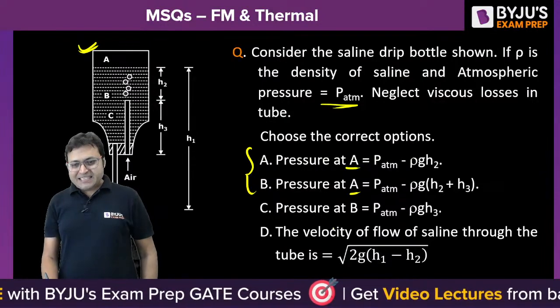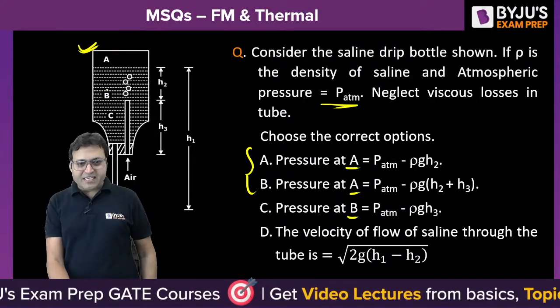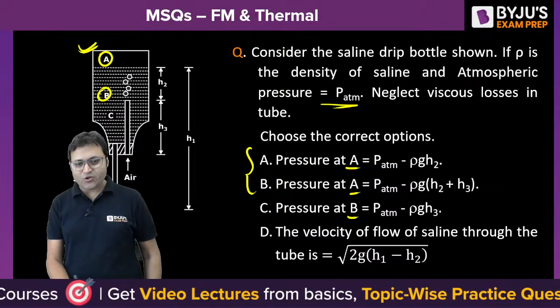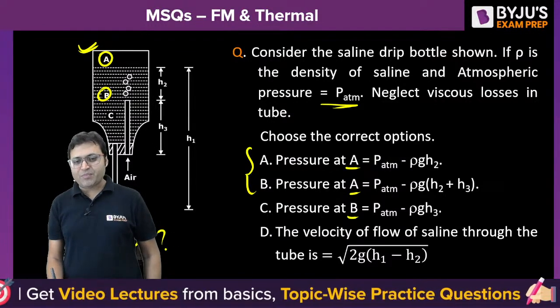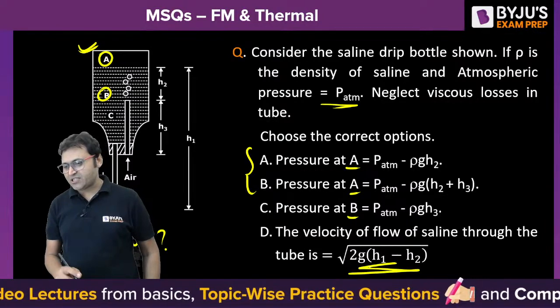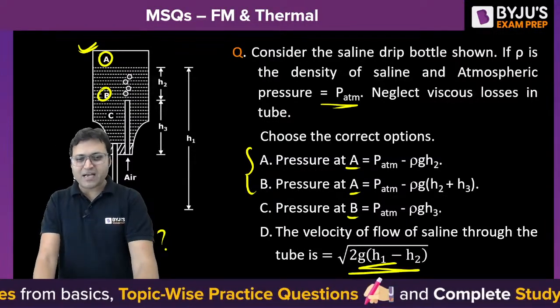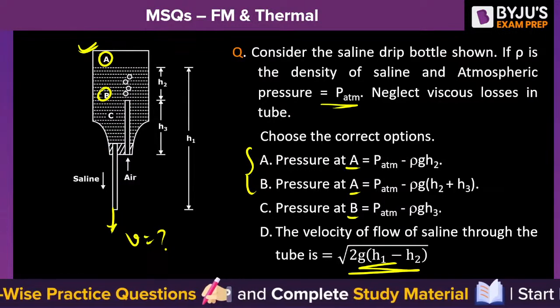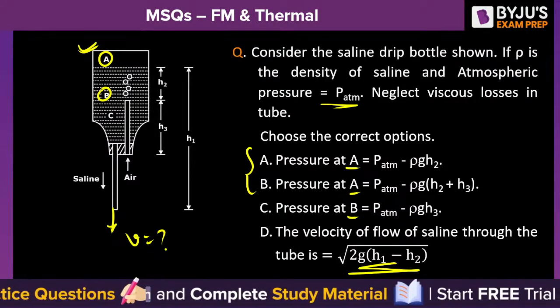And option C says pressure at B, B is this point, A is this point, and the velocity of the flow through the saline tube, this is the velocity, is given by root of 2g(h1 minus h2). Can you quickly solve it and let me know the answer through the comment section? Can you guys solve it and do let me know the answer?